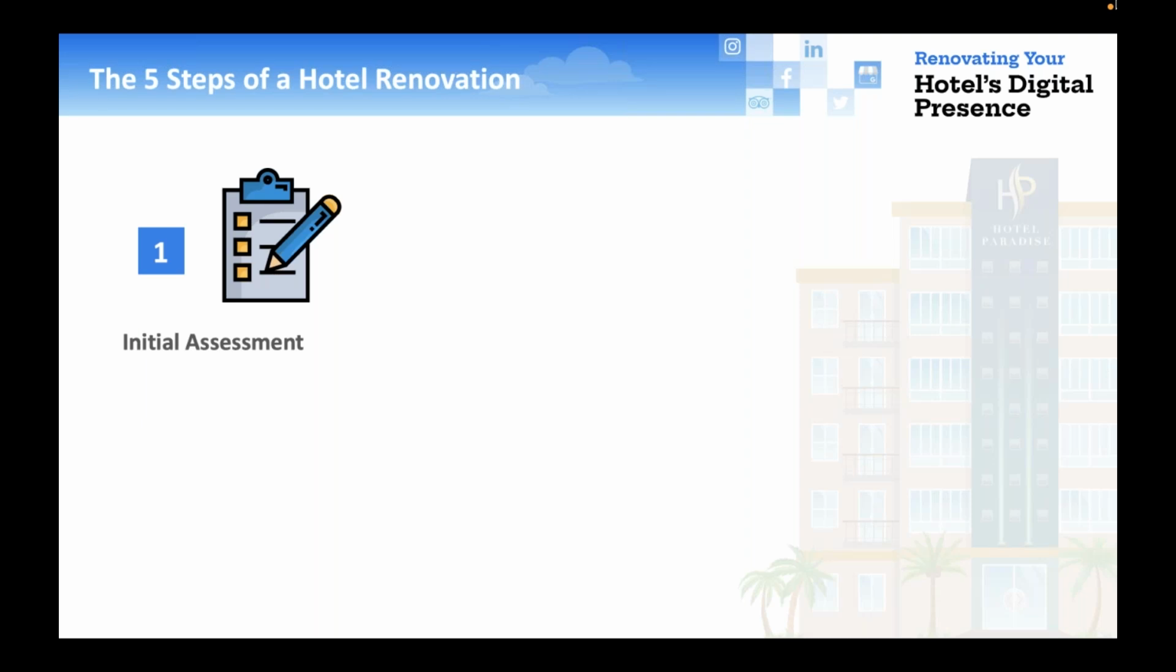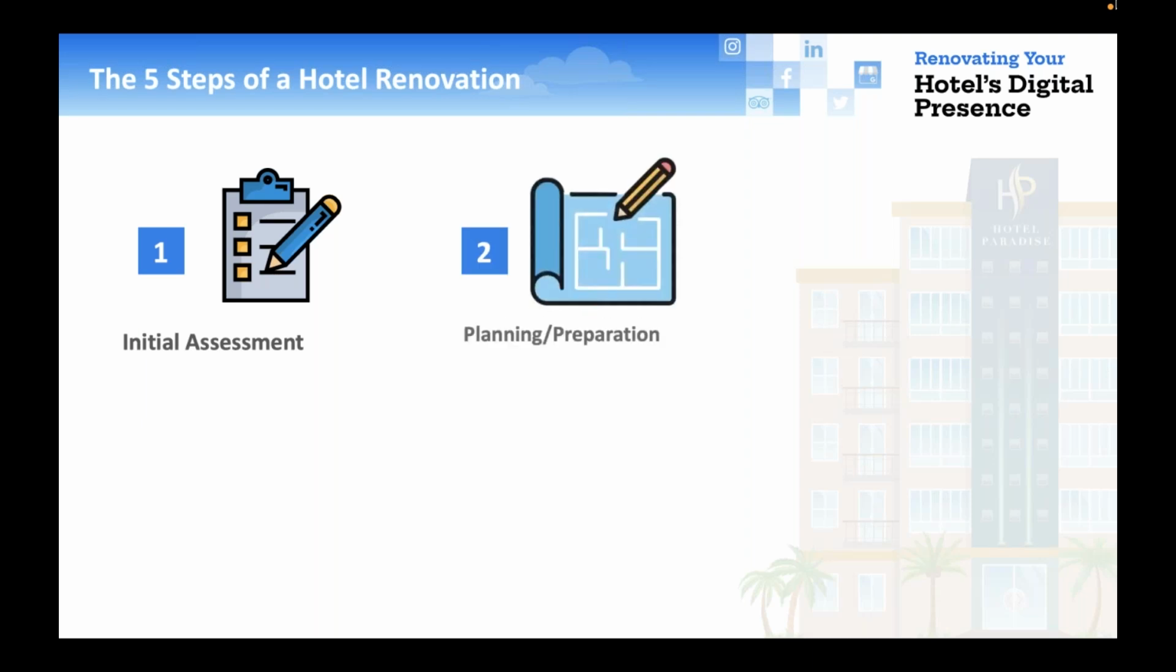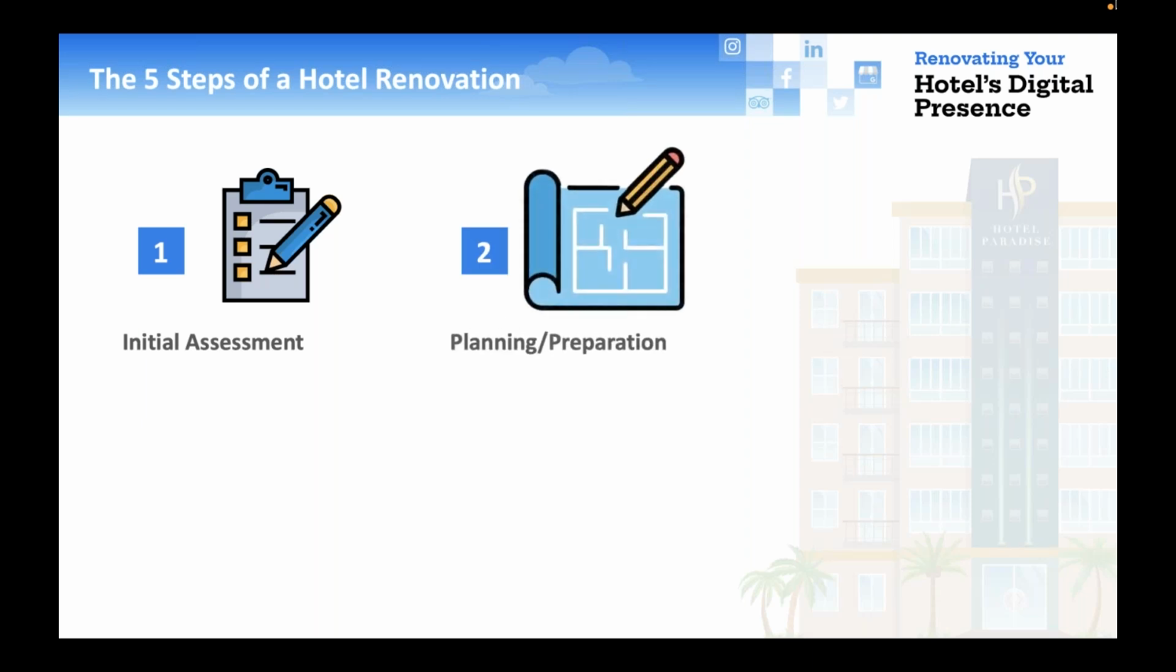Once that initial assessment is completed and the renovation area is identified, it's time to start planning and preparing. So how am I going to complete this project? What's going to need to be done in order to accomplish the goal or goals that I've put out there for this project? And after planning and preparing, it's time for the execution and implementation. So the physical act of construction and building.